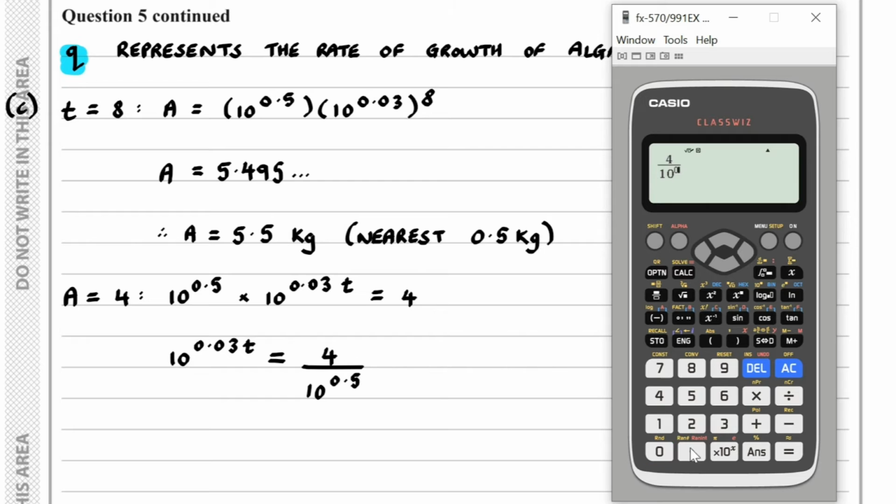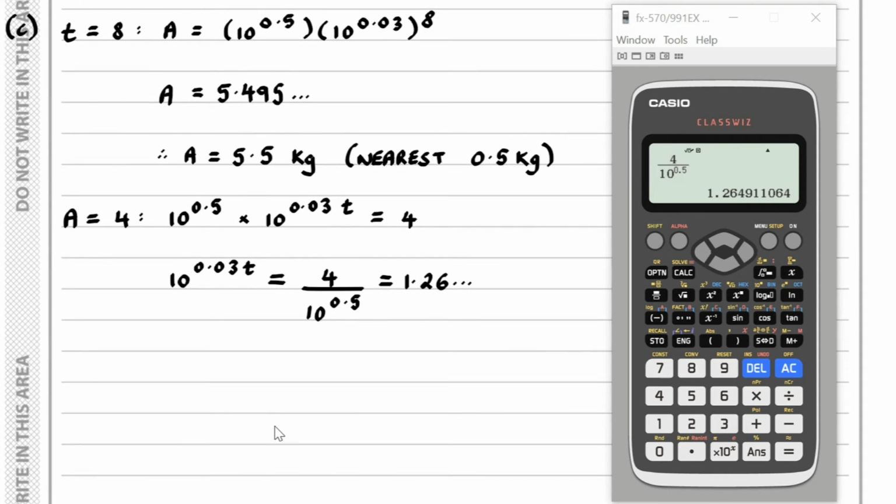So if we calculate what this is, we get 10 to the power of 0.03t equals 1.26, etc. We now need to find the value of t. And so 0.03t is equal to log base 10 of 1.26, etc.